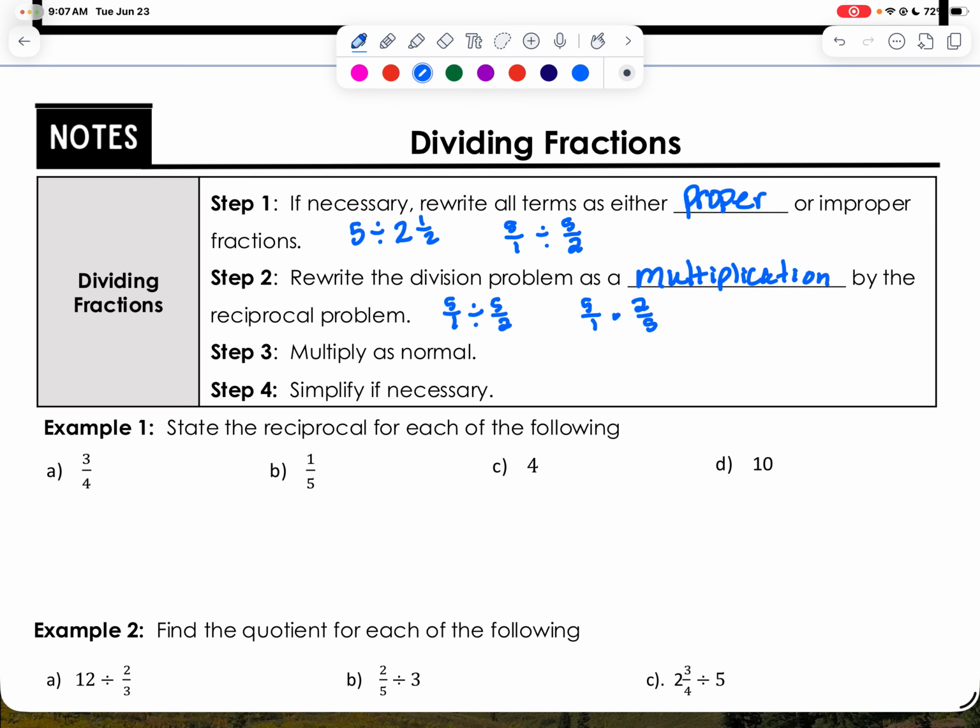So I would keep the first fraction the same. I would change the division to multiplication, and then I would write the reciprocal of 5 over 2, which is 2 over 5. Then you multiply as normal. So this would be 5 times 2 is 10, 1 times 5 is 5, and then you simplify if necessary. 10 divided by 5 would be 2.